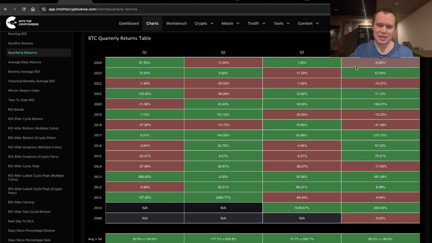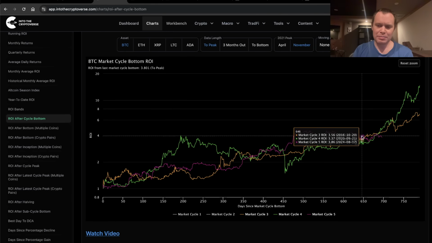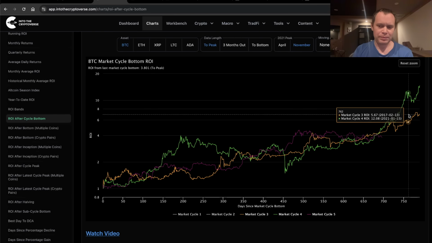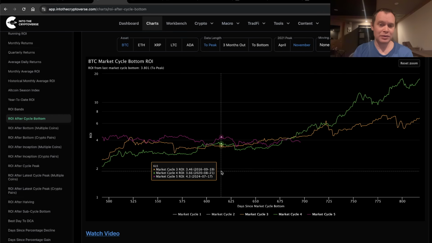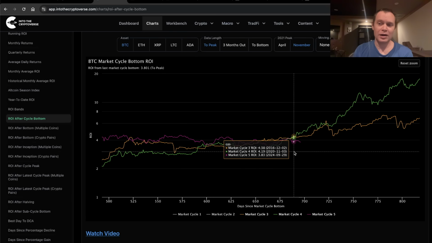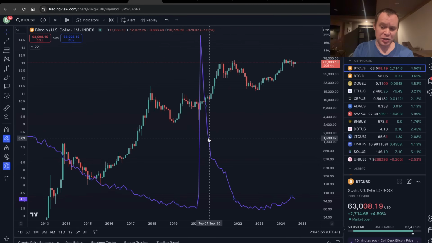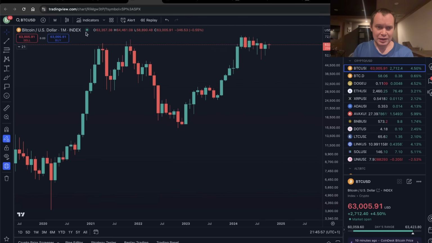The question is, if it plays out like the last two cycles, then Bitcoin goes up in Q4. You can't ignore that view. That's what's happened in the last two cycles, that it went up in Q4 of the halving year. The question I'm asking is, what if it doesn't? What if Bitcoin throws us a curveball and it doesn't? And I don't know what it would look like if it doesn't.